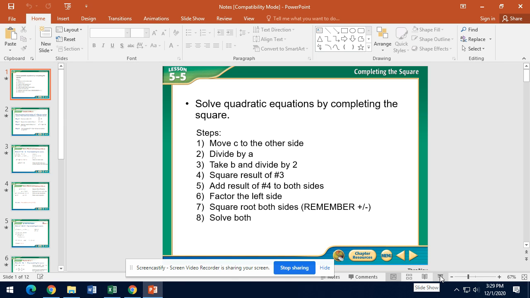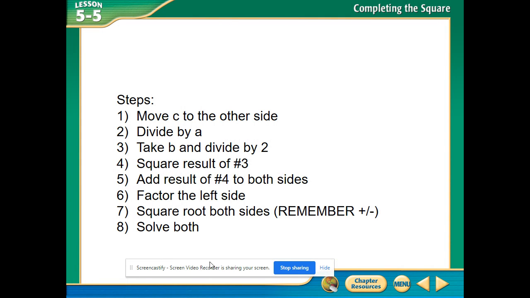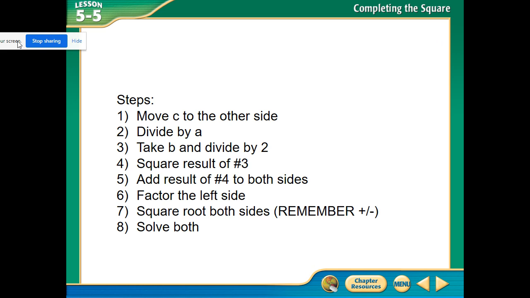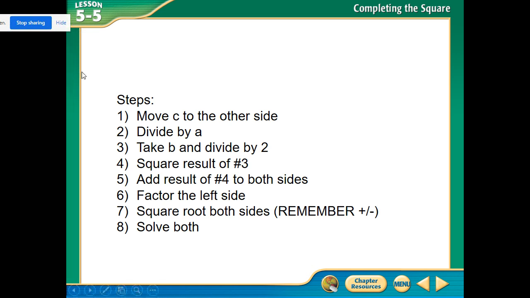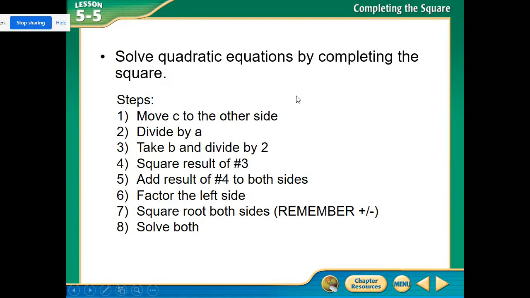All right, today we're going to talk about how to solve quadratic equations. Now, there are two different ways to solve quadratic equations. The first one we're going to talk about is called completing the square. Now, completing the square works for all quadratics.